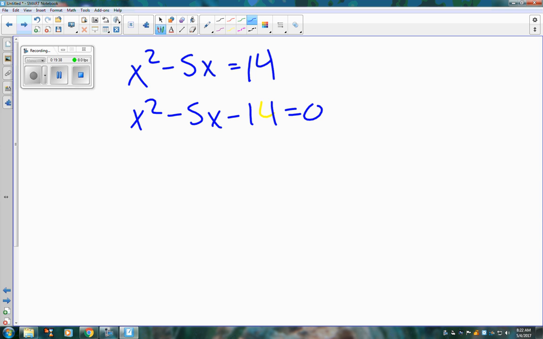Why does it keep switching to yellow? I don't know. Maybe it's trying to show it's different. Oh, wait, no, it could be.